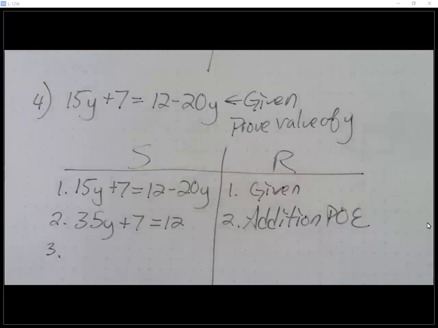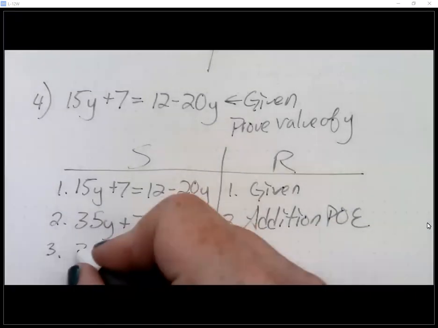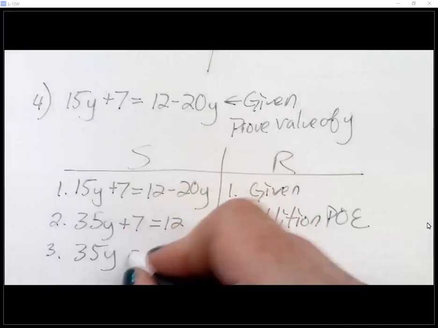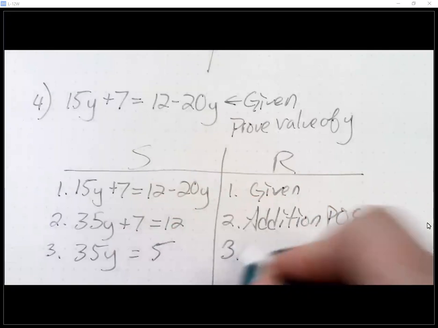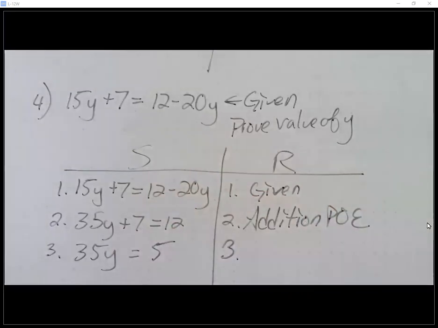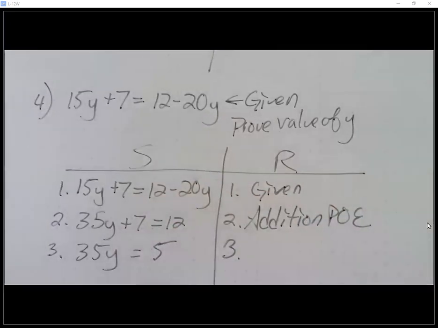What might be a reasonable second step or third step, I guess? Yes. Yeah, subtracting 7 from both sides, right? That's what I would do too. So that would get me 35y equaling 5. And we know that that's true because of the subtraction property of equality. I subtracted the same thing from both sides.